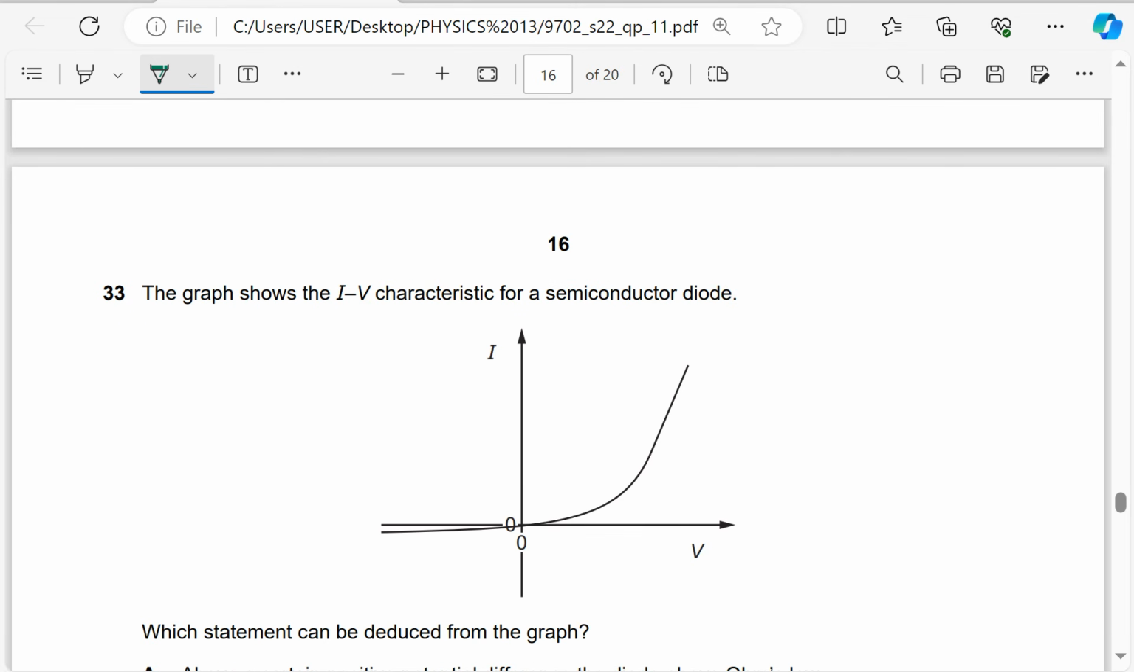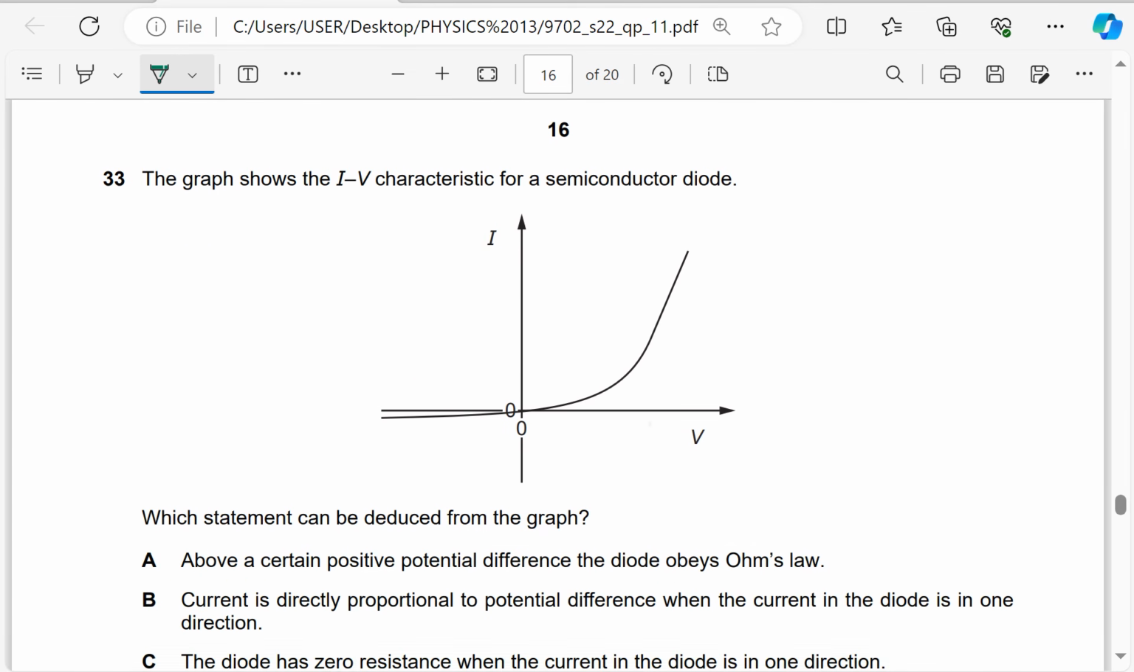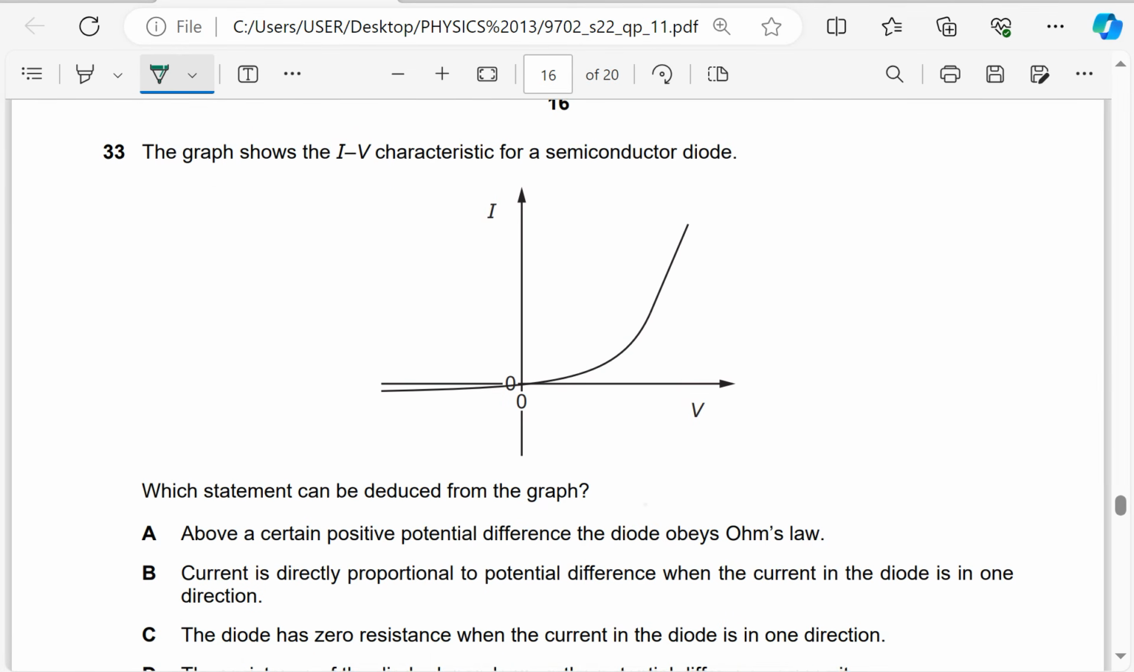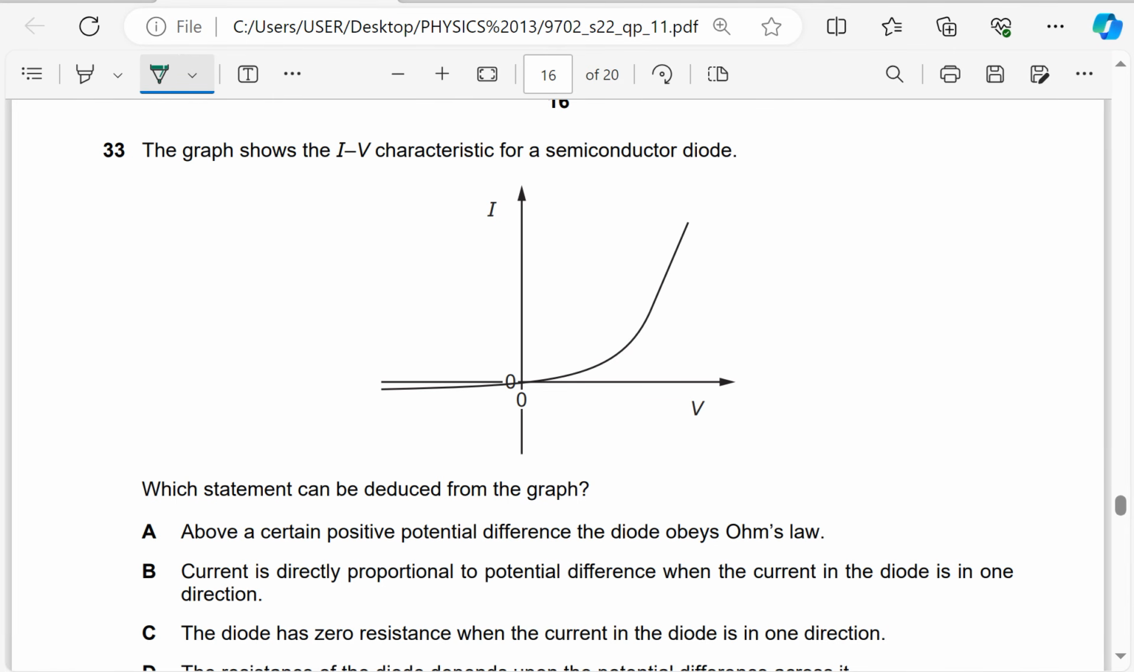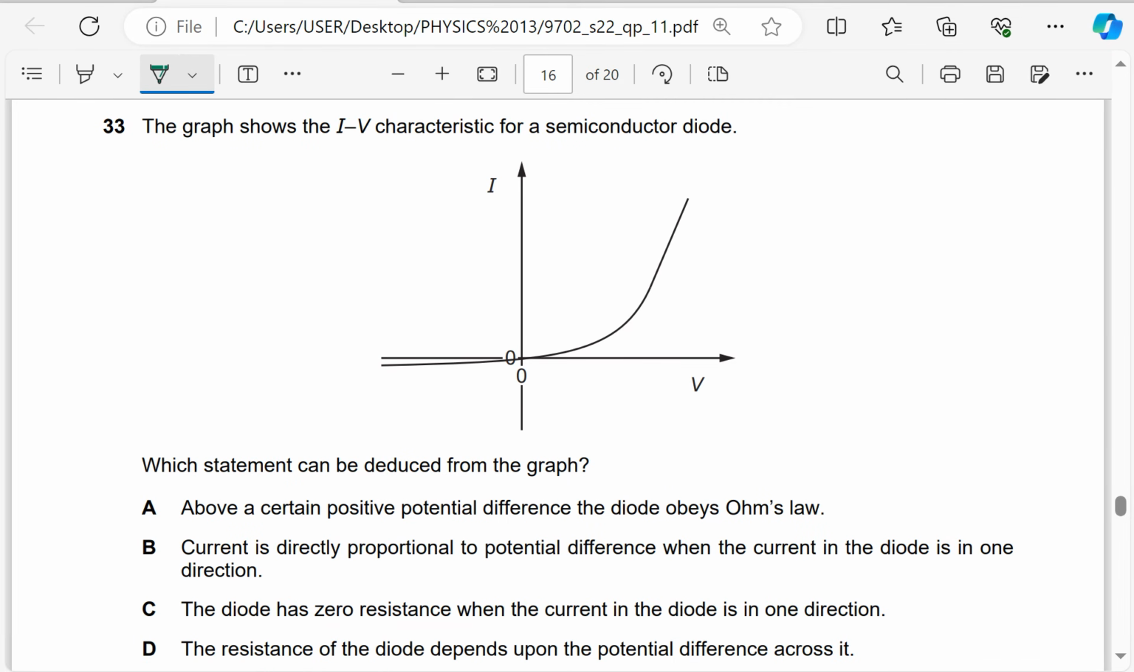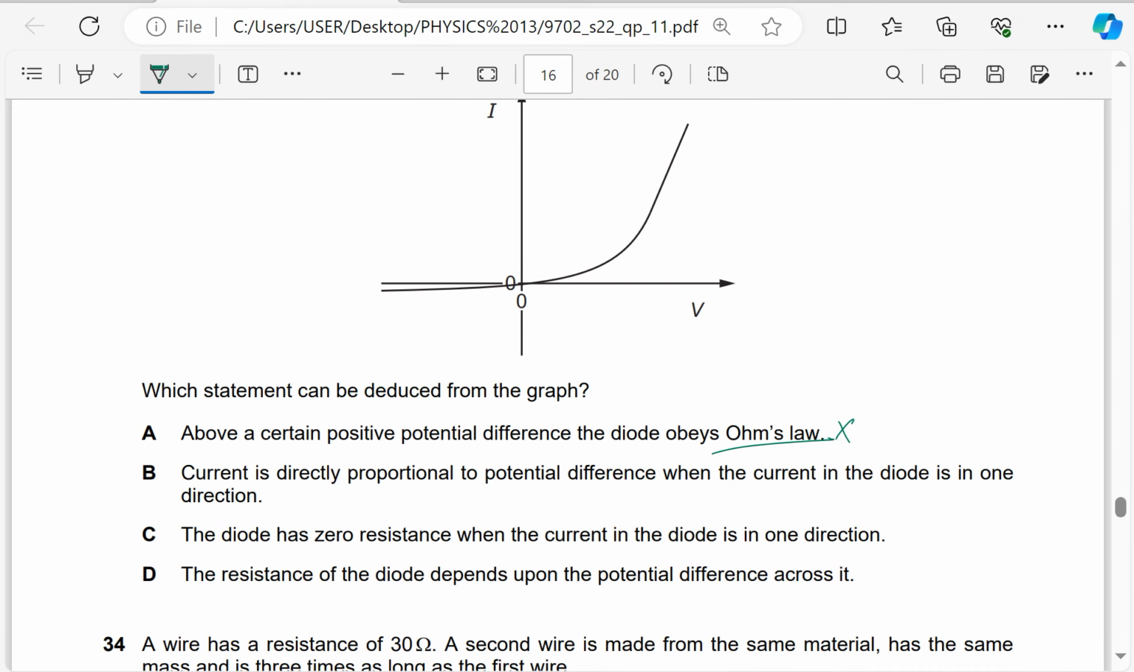The IV characteristic of a semiconductor diode is shown here. Which statement can be deduced from the graph? Above a certain positive potential difference, the diode obeys Ohm's law. Ohm's law is only obeyed when the graph goes through the origin, so this is not correct, and it is a straight line. Current is directly proportional to the potential difference when the current in the diode is in one direction. That is not true.